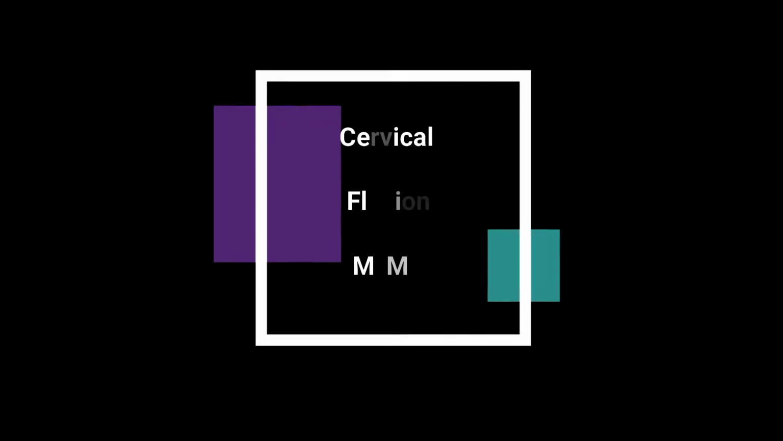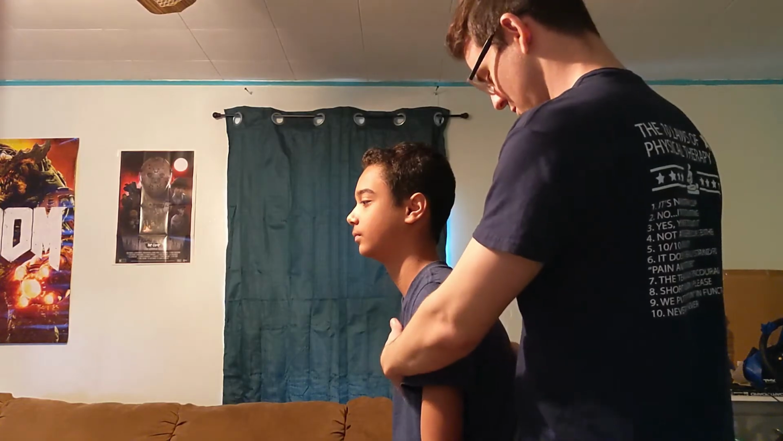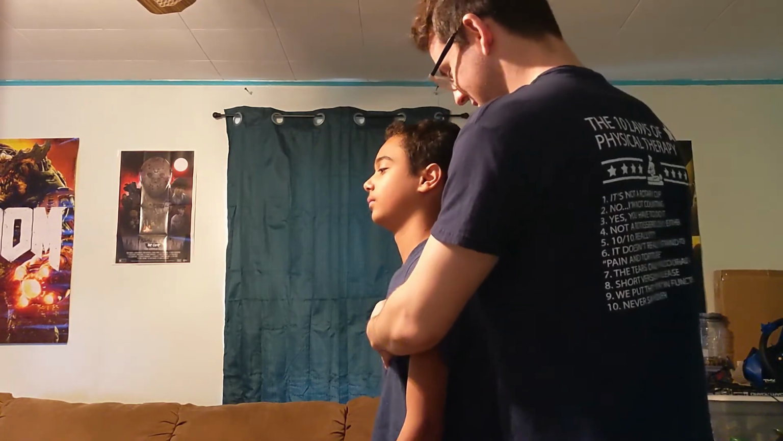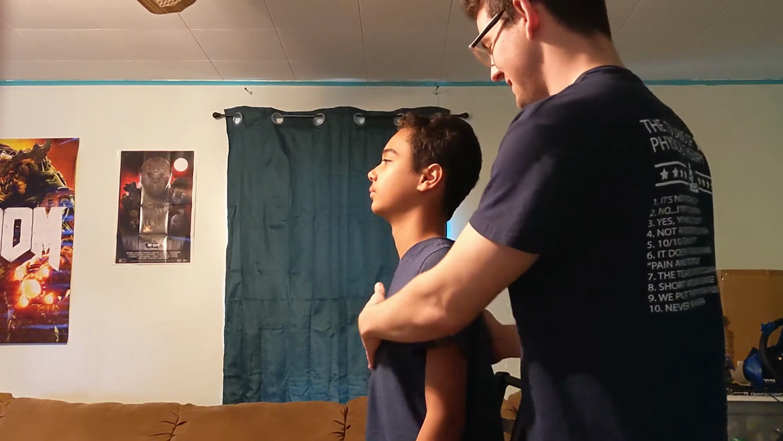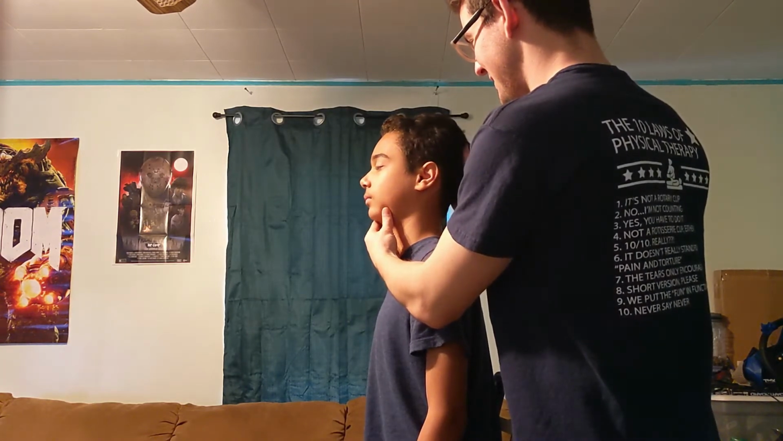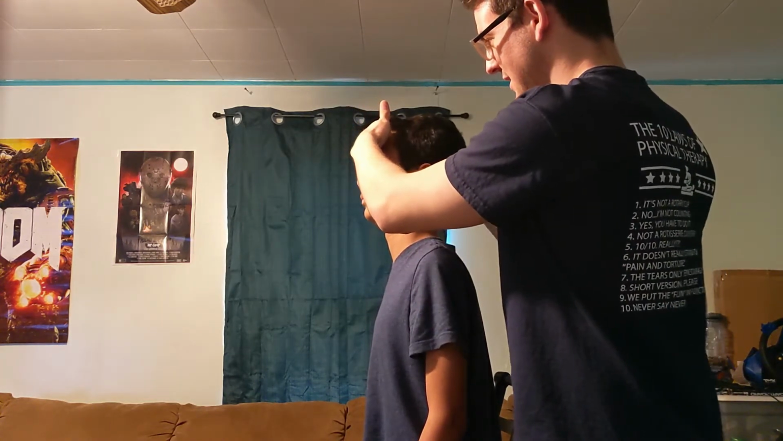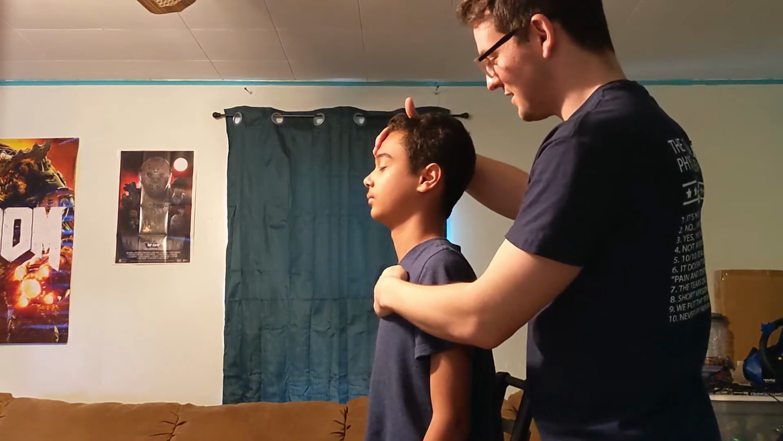For cervical flexion manual muscle testing, I ask the patient to assume a good seated position. I then ask the patient to gaze down towards the ground. After doing so, I use my resistance hand to resist flexion of the cervical spine, and my stabilizing hand to prevent accessory trunk movements.